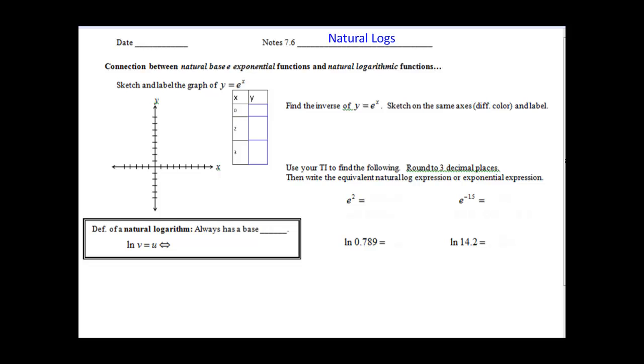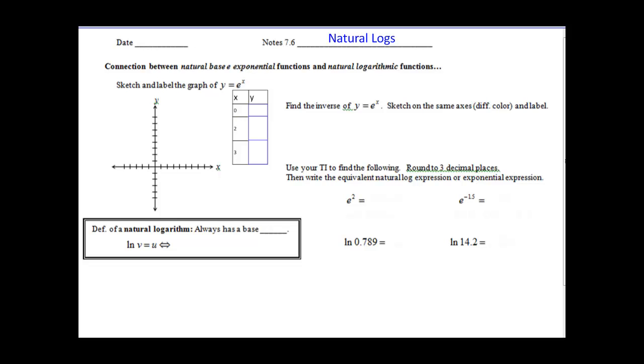Hello, this is chapter 7.6, natural logs. The connection between natural base exponential functions and natural logarithmic functions. Okay, we're using the little e button now in your calculator. So we need to sketch and label a graph of e to the x.